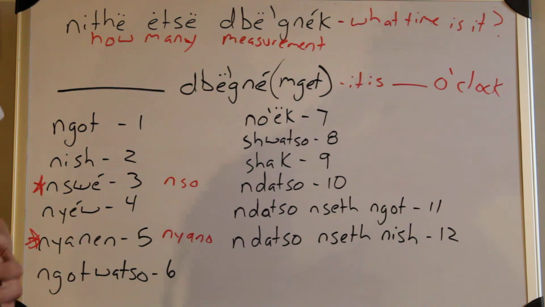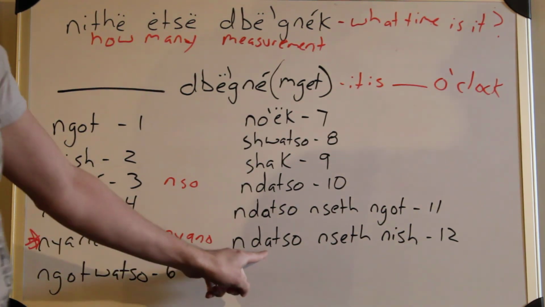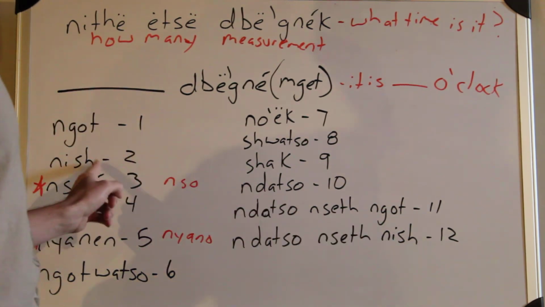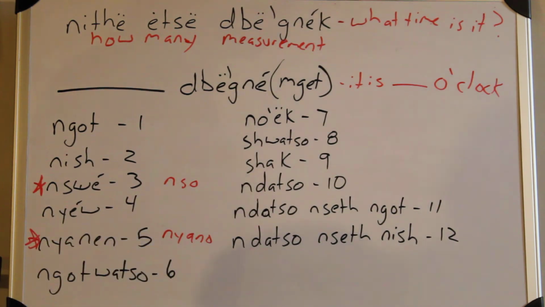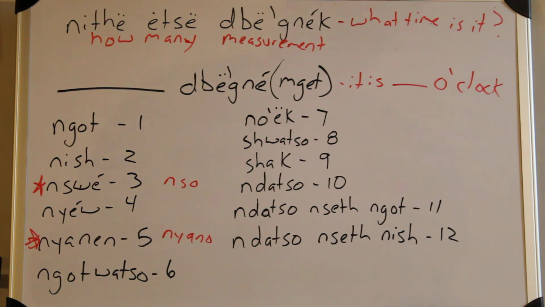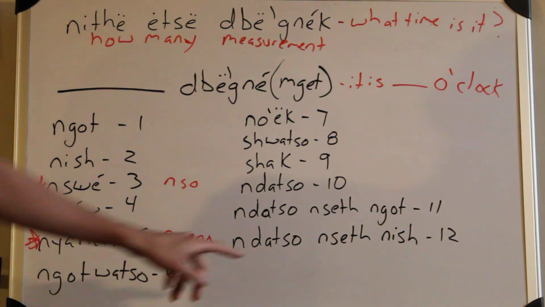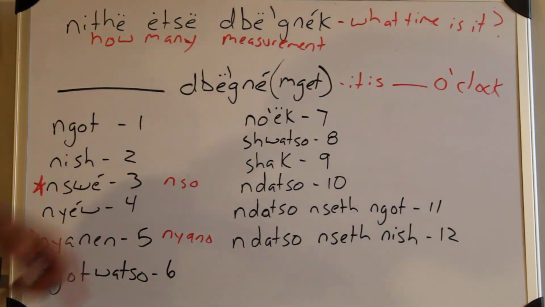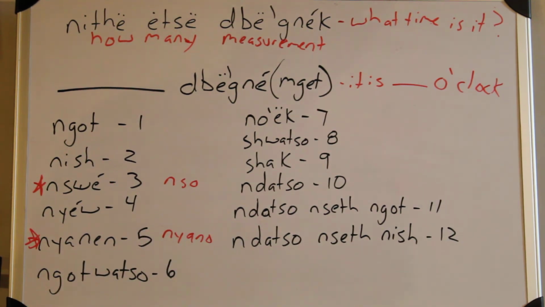And our word for 12 is 10, datso, and 2, niche. So 10 and 2, datso and sich niche. Datso and sich niche debuganak. It is 12 o'clock. So we'll go through and we'll say these now.